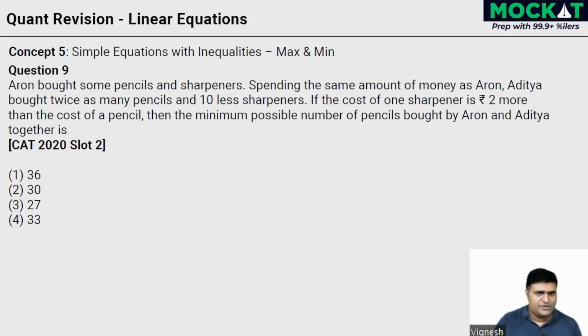So the next question over here, question 9. Aaron bought some pencils and sharpeners, spending the same amount of money as Aditya. Aditya bought twice as many pencils and 10 fewer sharpeners, right? If the cost of one sharpener is 2 more than the cost of a pencil, then the minimum possible number of pencils bought by Aaron and Aditya is what?